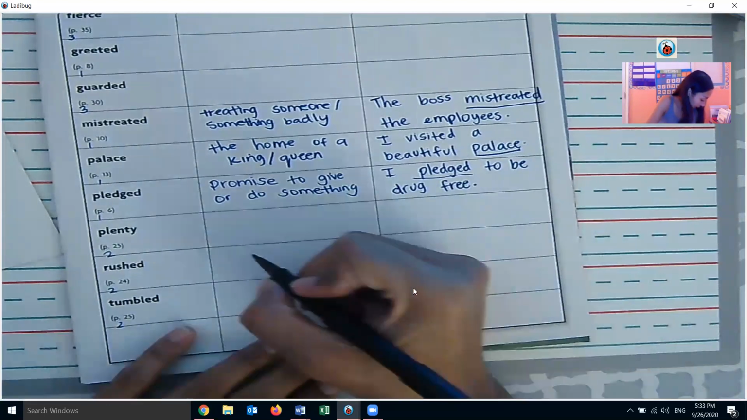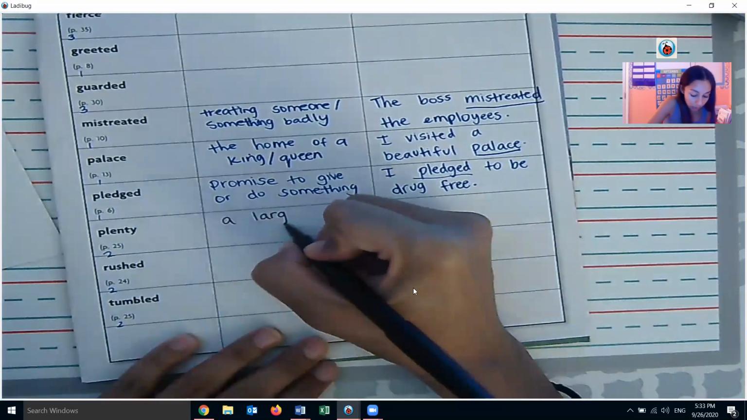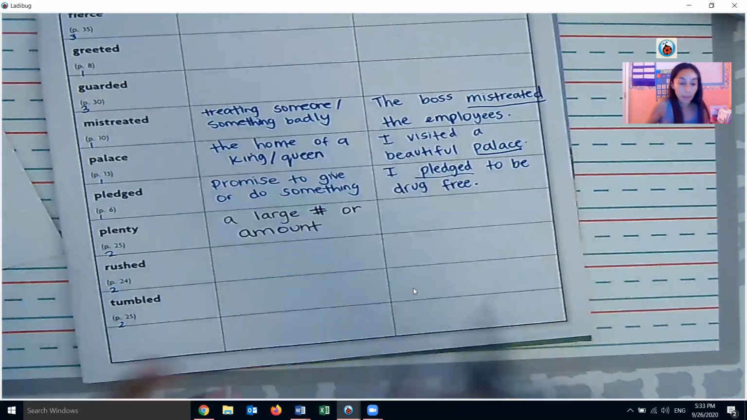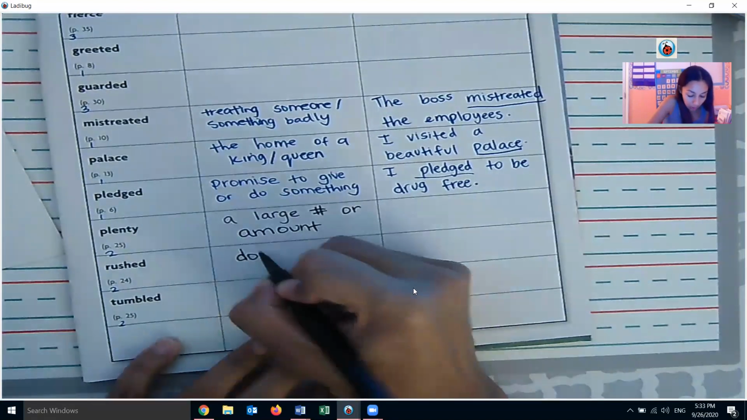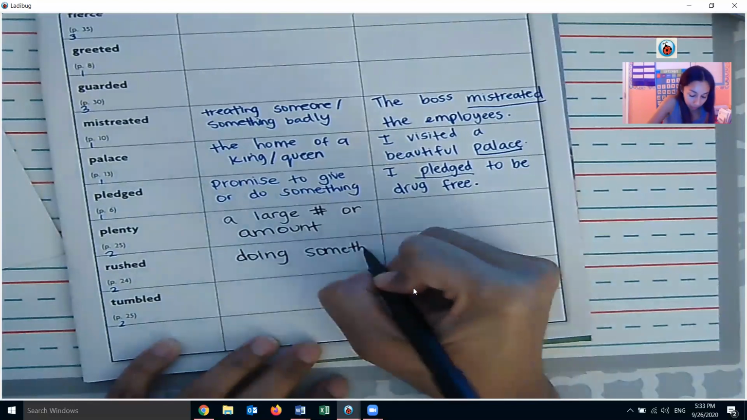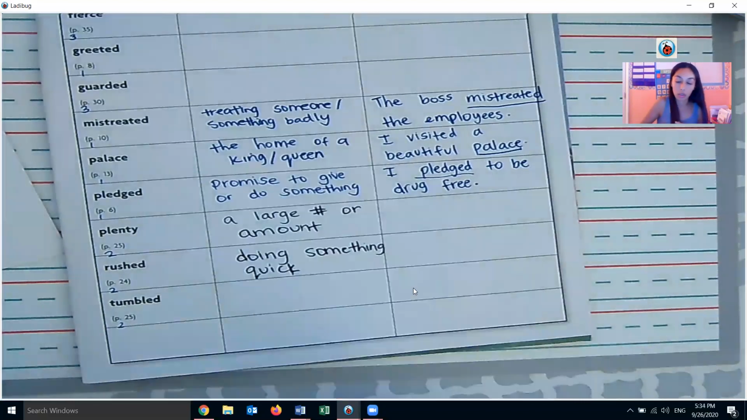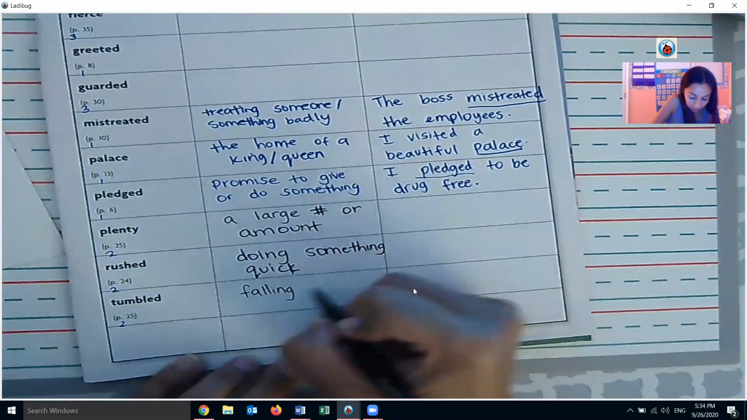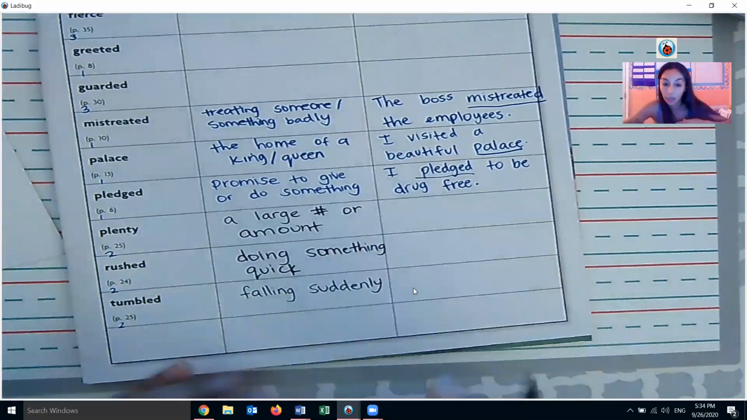So the first one is plenty, which is like a large number or amount. So you have a good amount of something. Rushed means doing something quick. You're doing it super quick. Like you rushed to work. You walked over there really fast. Tumbled is like falling suddenly and quickly, like tumbling down a hill.